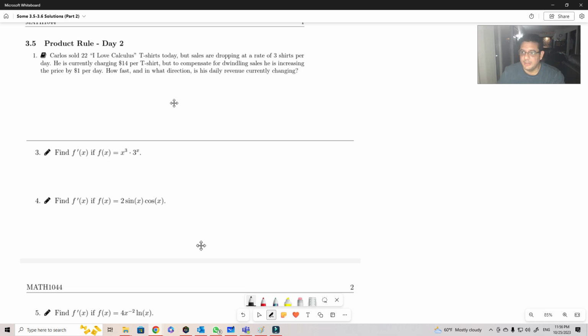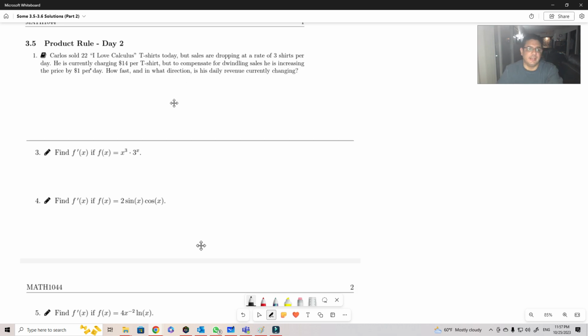Hello. In this second part of the product rule, we're going to see some product rule applications, some identifications on where we're using product rule, quotient rule, chain rule as well. And one example of where to use this from a context.